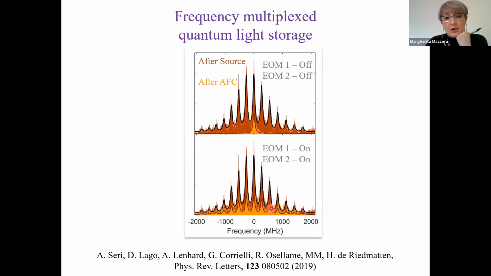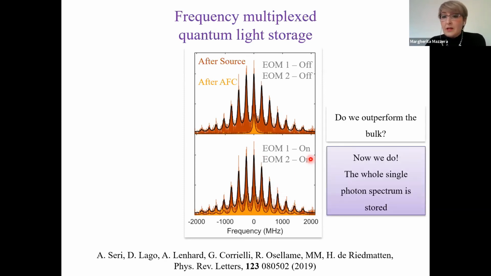And here in orange, let's say it's the photon correlation after one of the two photons is stored in our quantum memory. So now we do actually outperform the bulk implementation, because for the first time we are able to store the whole spectrum of a single photon.